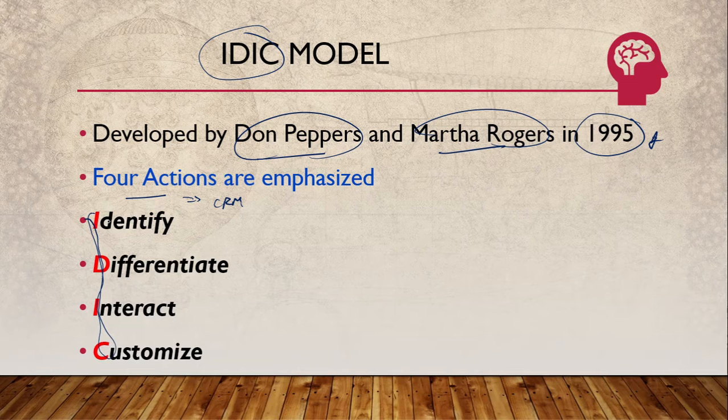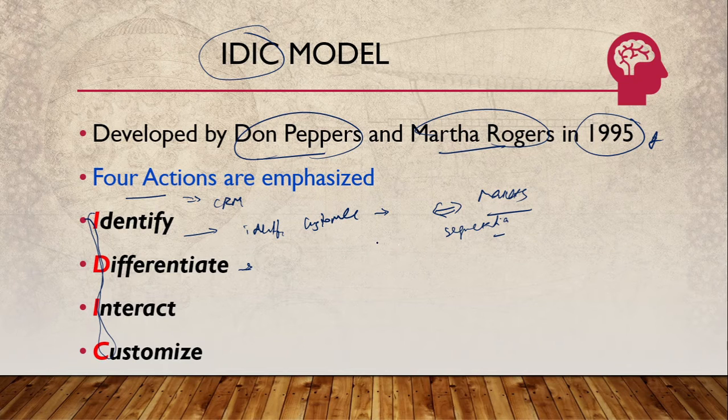So what this model emphasizes is, first, identify. First you need to identify the customers for your business. Identification of the customer is the key. All the customers in the market are not your actual customers. Only a few of them will be. So it discusses the segmentation of the customers and then differentiating.